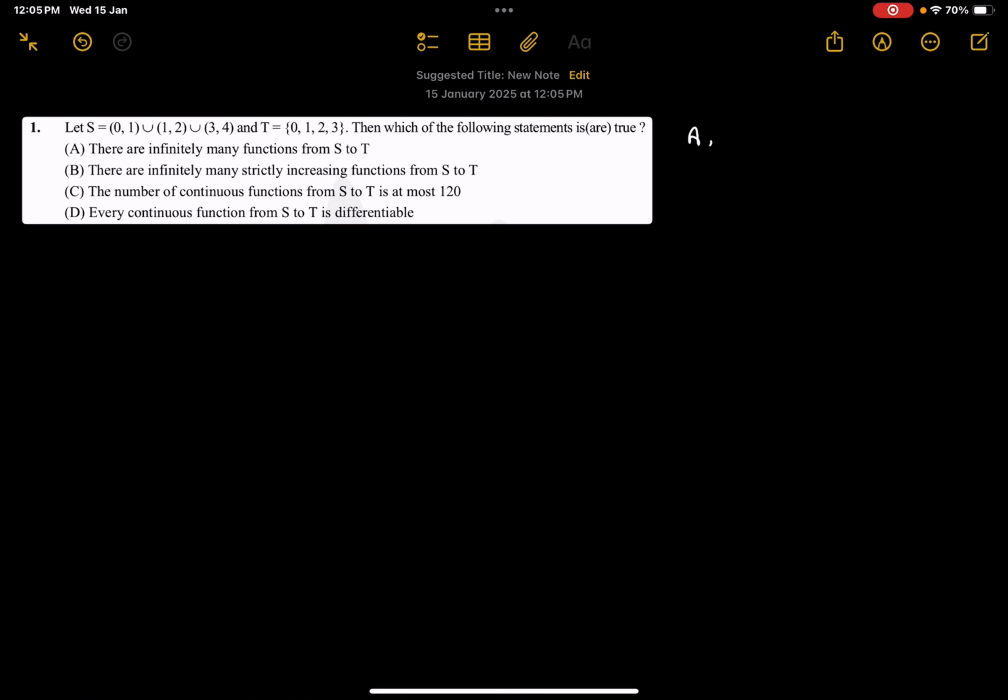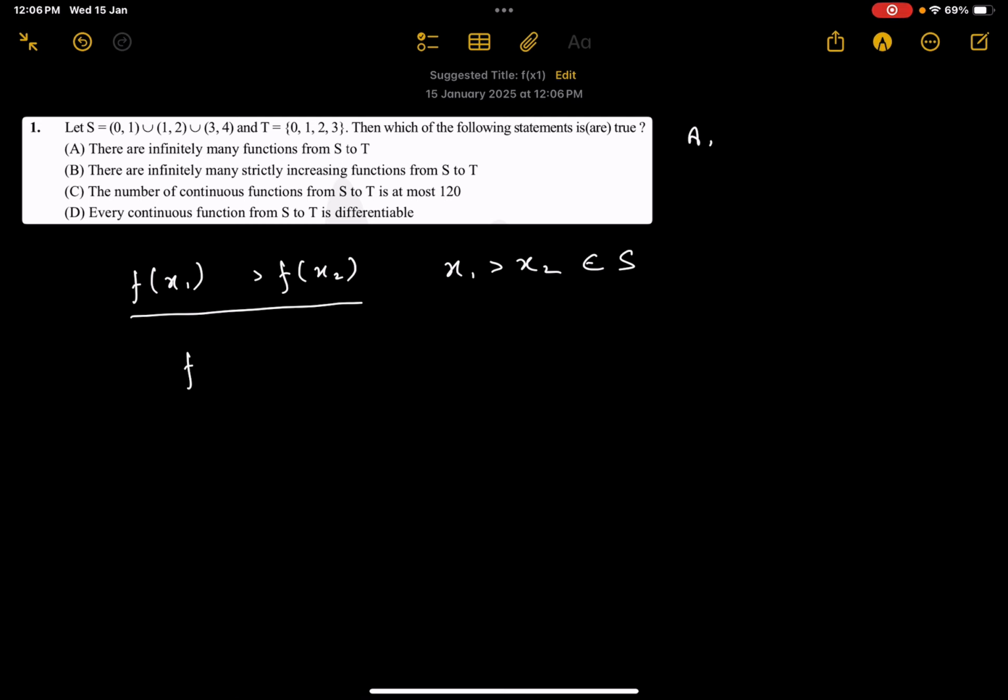B, strictly increasing functions from S to T. For a function to be strictly increasing, we'll need that f(x1) should be greater than f(x2) whenever x1 is greater than x2, and x1, x2 are in S. But clearly we can take 5 distinct points from set S which have a relative order, and the values they can attain are amongst the 4 from the set T. So not all of them can be distinct. So we cannot have any strictly increasing function.